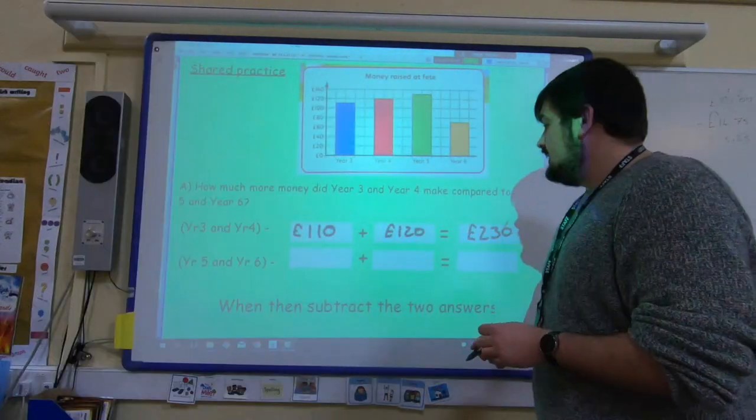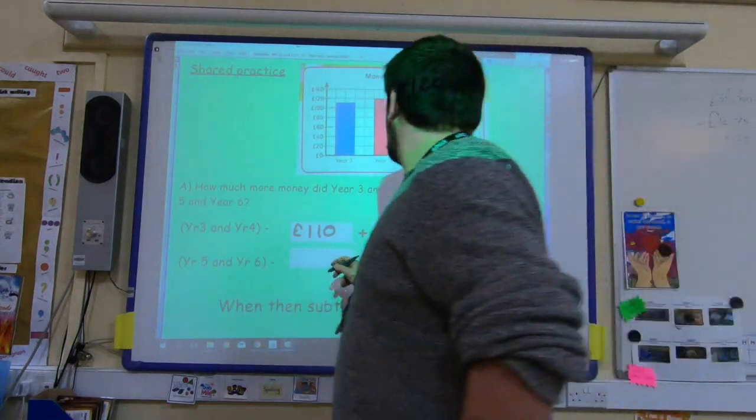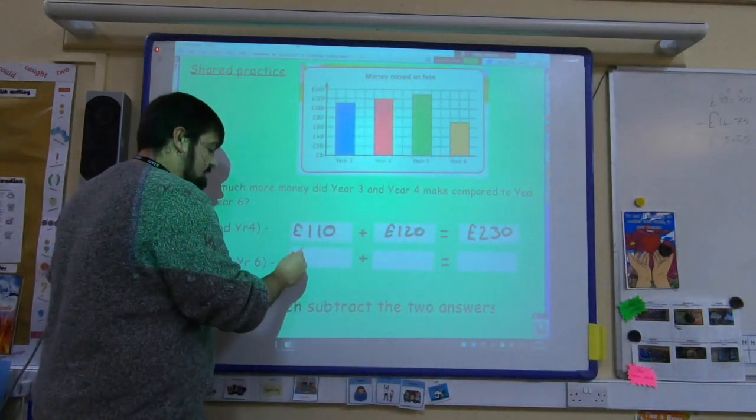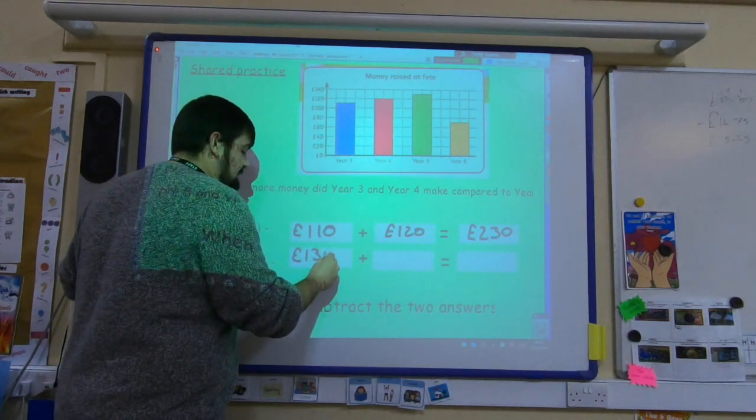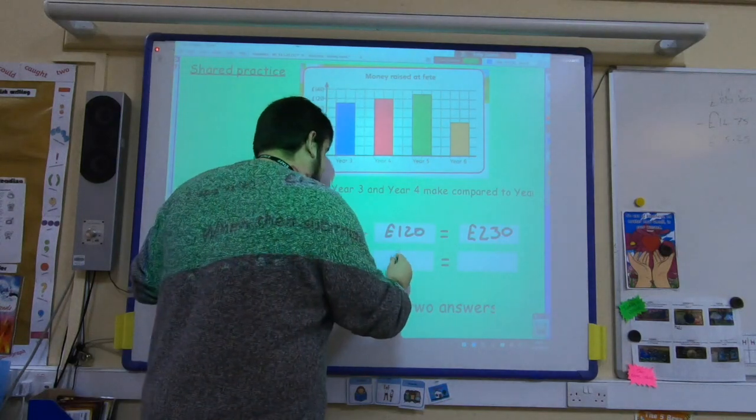Show me on your whiteboards. So, how much did year 5 make, please? Someone tell me. Robin? Year 5 made 130. They made £130. How much did year 6 make? Jacob? £70. They made £70.